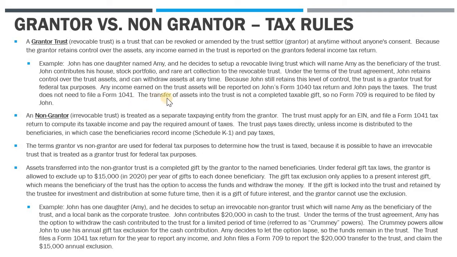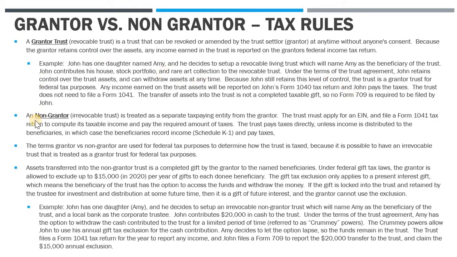The other element is the transfer of assets into the trust is not a completed gift. So no Form 709 is required to be filed by John. And that's because if he's still the owner of the assets, he hasn't actually given them up, right? So it's only if John contributes assets to an irrevocable trust that's treated as a non-grantor trust that he has that potential for filing a 709 and potentially reporting any kind of taxable gifts.